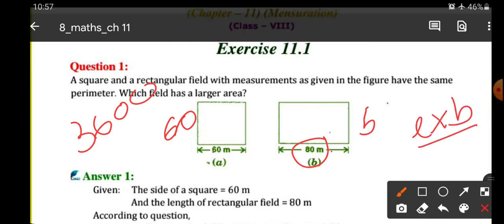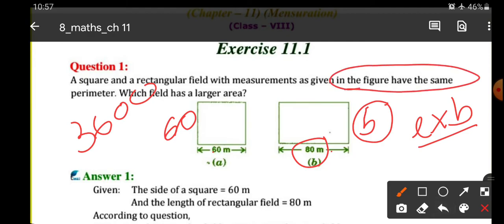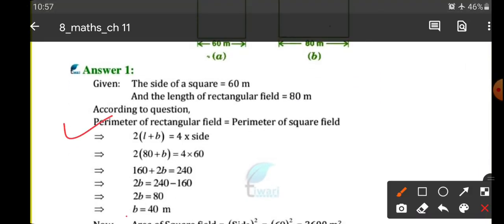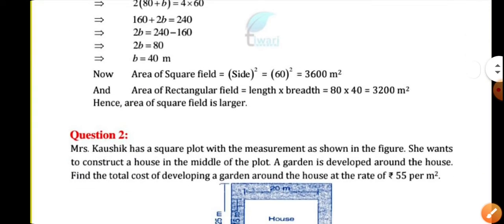That is L into B. But you should have the value of B. So to find the value of B, one condition is given in the question, that both the figures have the same perimeter. It means you can compare them, make an equation and solve it.